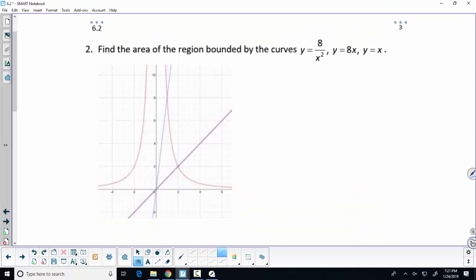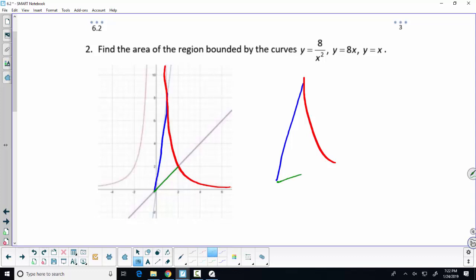So let me trace these out. Y equals 8x. So again, we're looking for the region that all of those curves enclose. We're finding the area of that particular region.